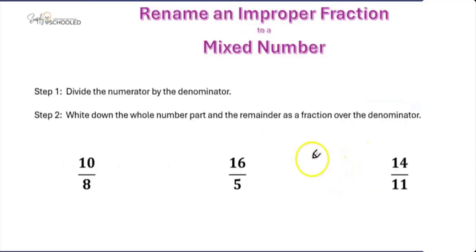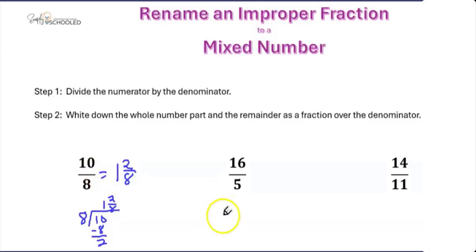Let's look back at a screen from our previous video on changing improper fractions to mixed numbers. This is where I gave you the steps to divide the numerator by the denominator, write down the whole number part, and the remainder as a fraction over the denominator. So for 10/8, I would divide 8 into 10. It goes in one time, and when I subtract, I get 2. So the answer would be 1 2/8.